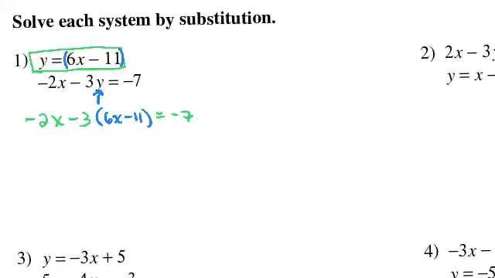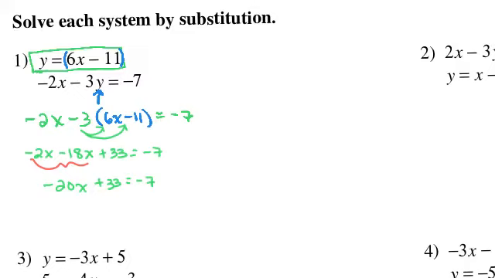So I now will distribute the negative 3 to the 6x, and I get negative 18x. And I'm going to distribute the negative 3 to the negative 11, and get plus 33 is equal to negative 7. I can combine my like terms, and I get negative 20x plus 33 is equal to negative 7. I now need to subtract 33 from both sides. I get negative 20x is equal to negative 40.